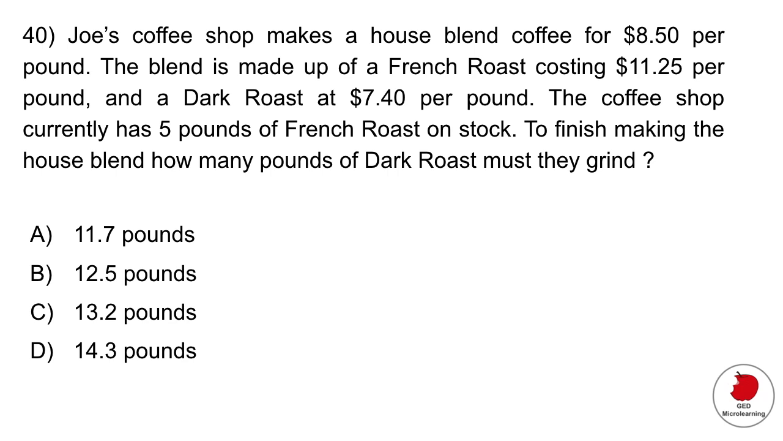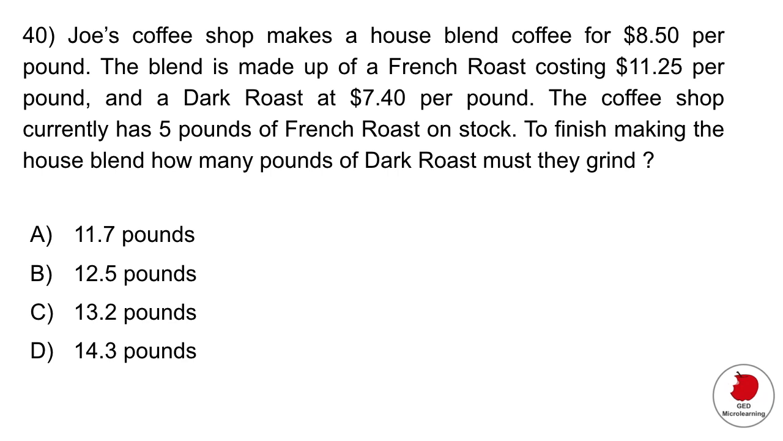Okay, Joe's Coffee Shop makes a house blend coffee for $8.50 per pound. The blend is made up of a French roast costing $11.25 per pound and a dark roast at $7.40 per pound. The coffee shop currently has 5 pounds of French roast on stock. To finish making the house blend, how many pounds of dark roast must they grind?